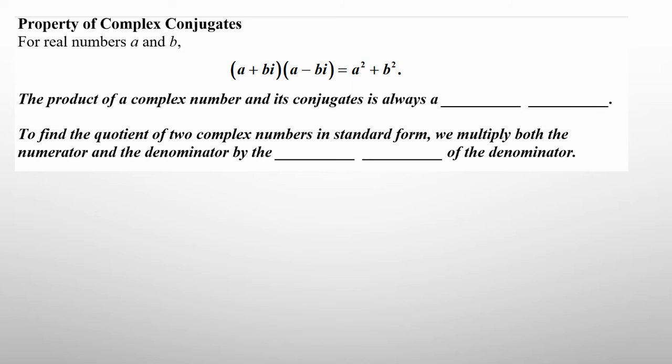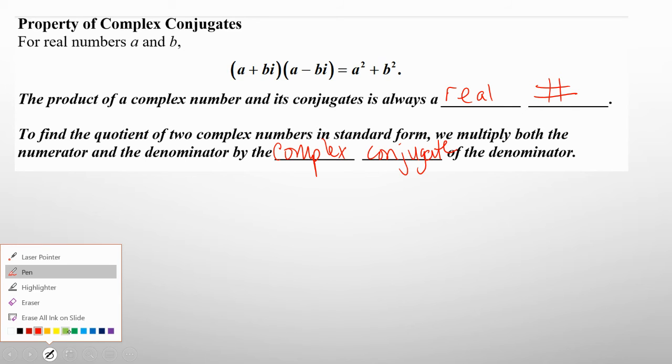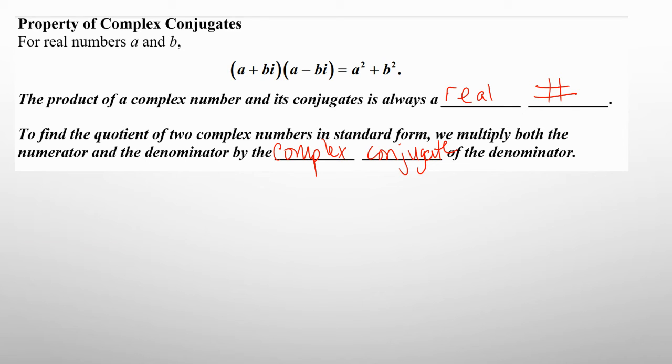Conjugates. I'm going to fill these in. We have real number and complex conjugate. So basically what it's saying is that, when we look at our polynomials that we were adding, subtracting, multiplying, dividing, factoring, they didn't have i's in them. And the reason why is because all i's come in pairs.